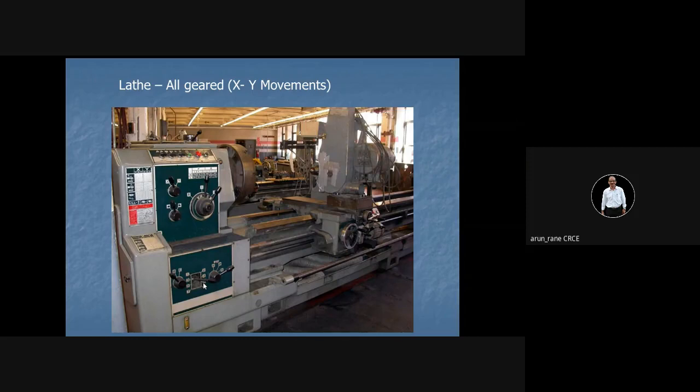All right. Suppose you want a speed of, say, 500 rpm, then you have to see here where my 500 rpm is, and accordingly you have to position the levers, and the same thing for the feed.